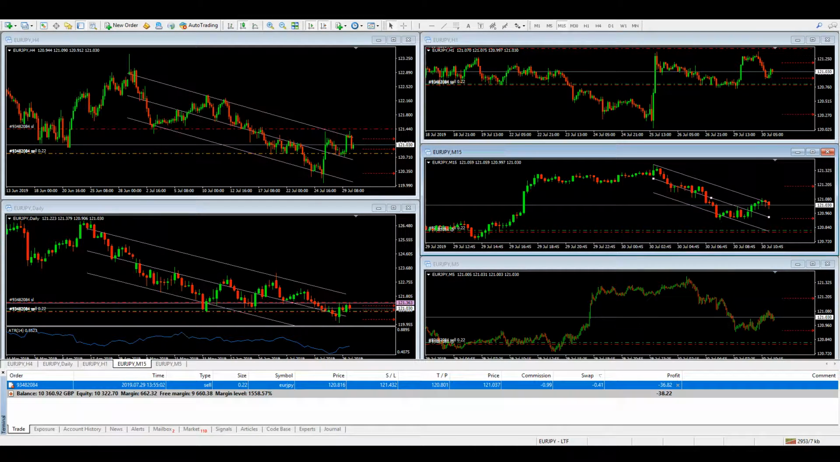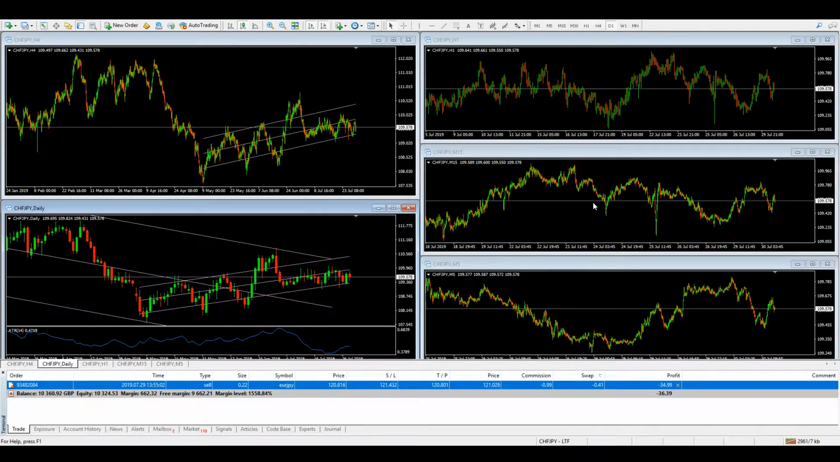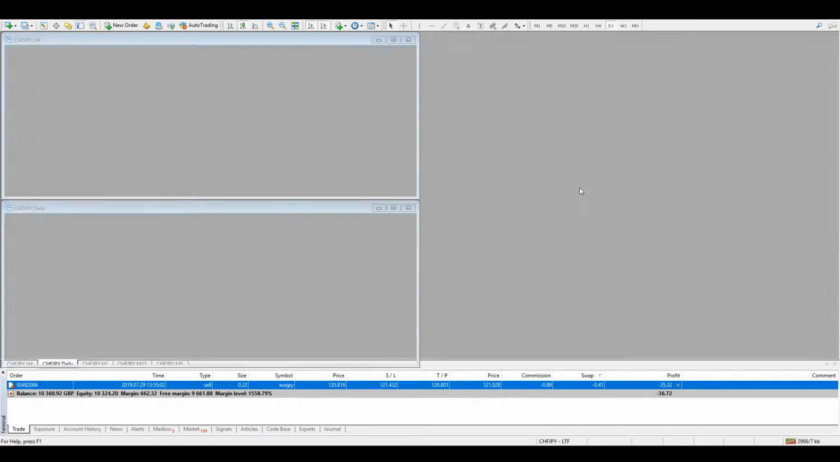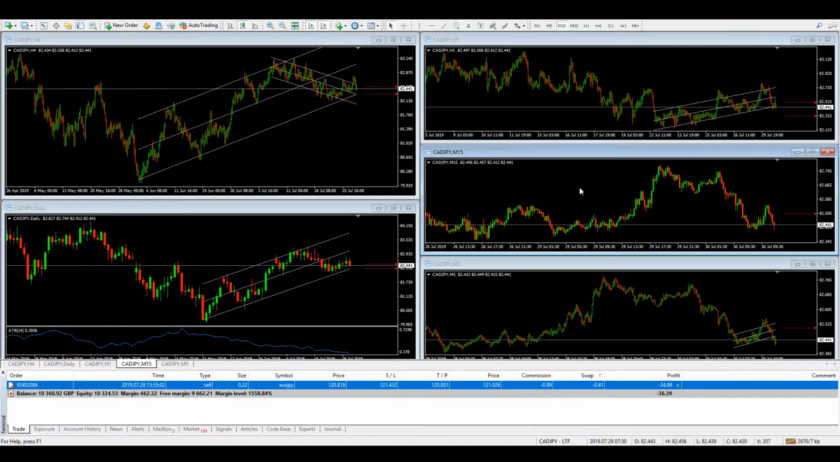Let's have a look at some of the other things that I had an eye on. CAD CHF was another one that I had. Oh, was it CAD JPY? This is interesting because this is another pair that I'm considering taking a position on. The CAD JPY is another one that I'm considering taking a position on.